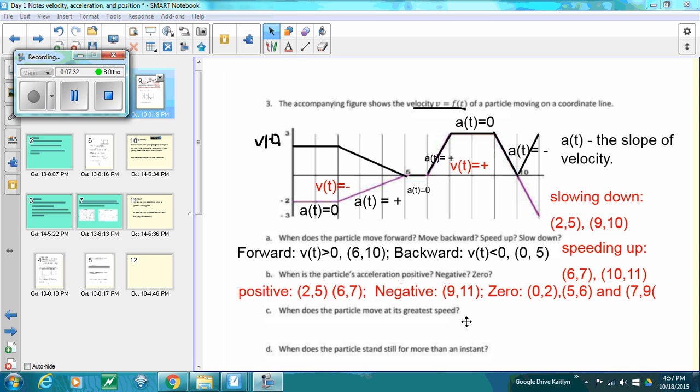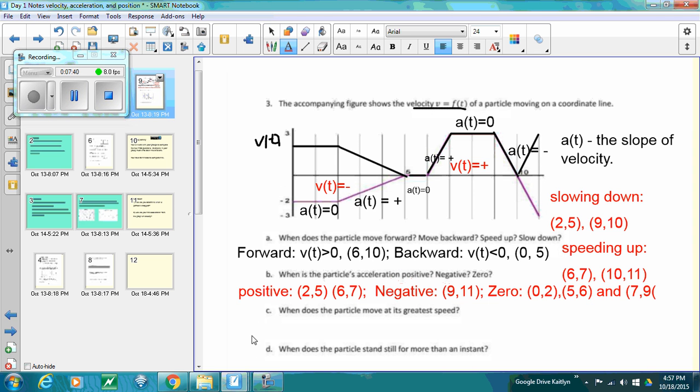So we want the greatest speed. So we want the highest y value, which would be at 3. And so it would be at its greatest speed. We want the time intervals again. So starting at 7 until we get to 9, my velocity is at 3 meters per second. And then also at time t equals 11, because if we reflect that across, my speed would also be at 3.